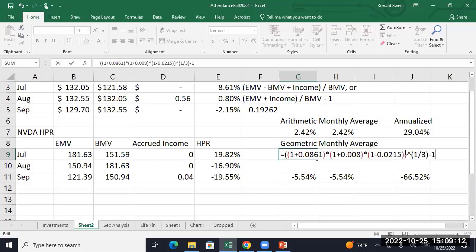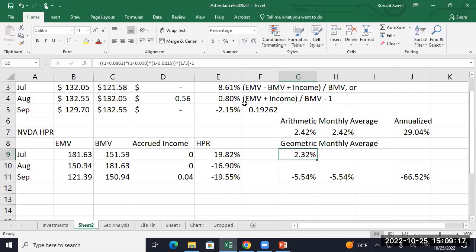So it has to be less than the arithmetic, 2.42. So that somewhat tells you if you got the right answer or not. So if you get geometric at 23%, you know you did something wrong. Or one or two is wrong.